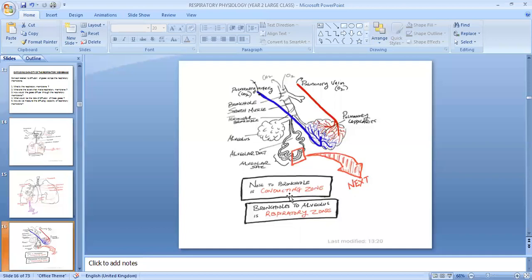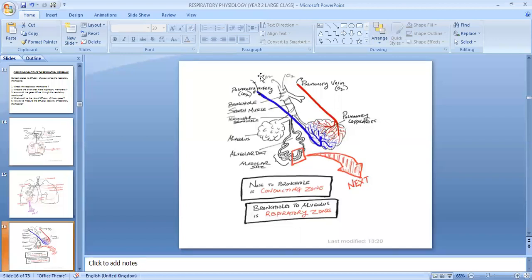And within the conducting zone, I've said there is no gas exchange taking place, and therefore, even though there is air there, that space we refer to as a dead air space. Dead air space because there is no exchange of gas there.